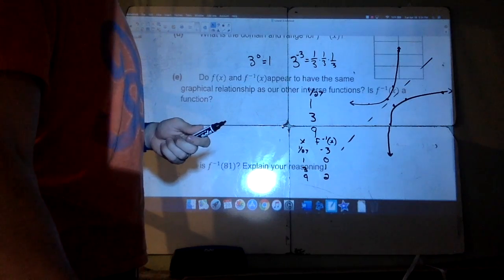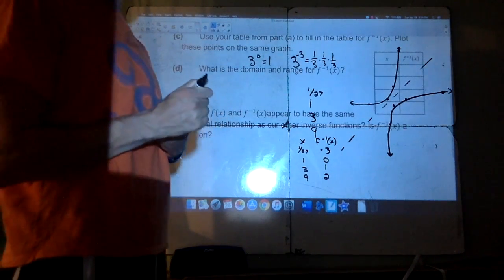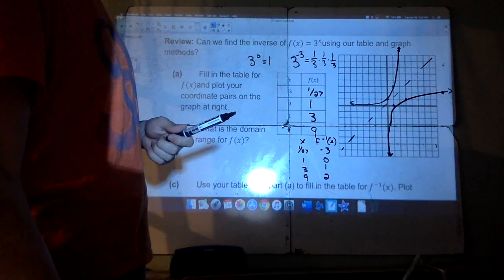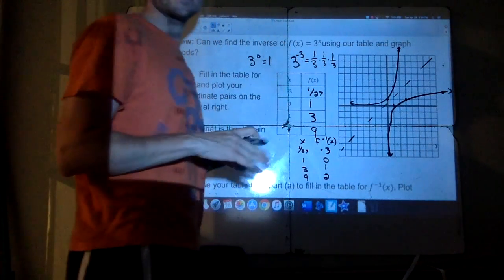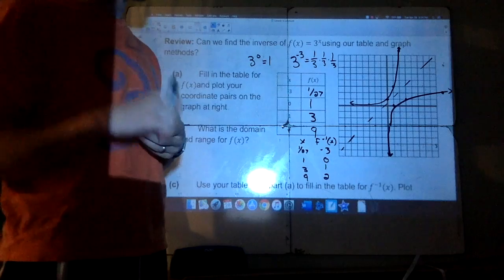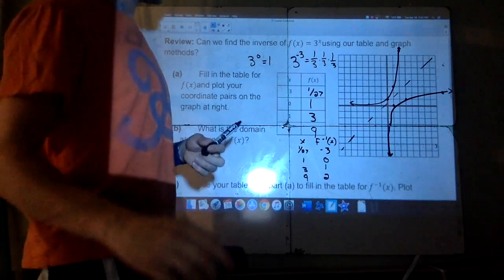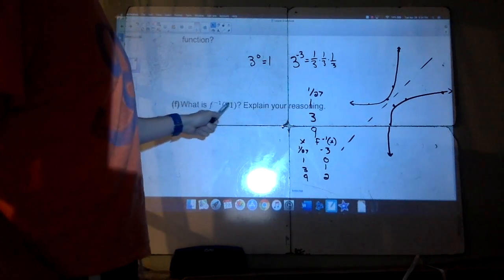And then it says, do they appear to have some graphical relationship? And is it a function? So we want to say, is this a function? And it would be a function because it passes the vertical line test. For each x value, there's only one y value. And then the last part asks, what is f inverse of 81?